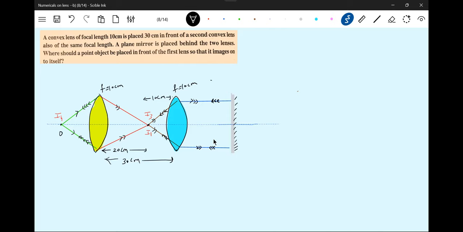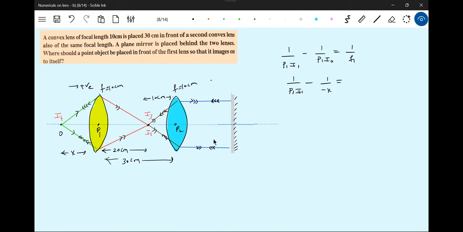Now we'll go for it. One by... let me call this P, P1. So 1 by P1 I1 minus P1 O equal to 1 by F1. This is one more thing: focal length will be plus 10. So P1 I1 is how much? P1 I1 is plus 20.